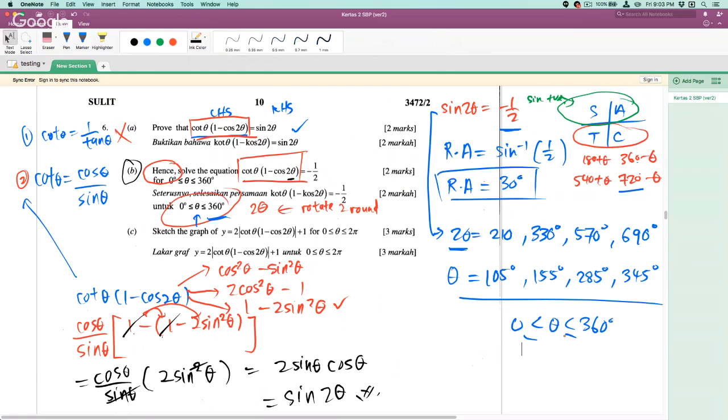All right, this is the reason why I would say you need to rotate the second round. If you can't understand about rotating a second round, please go and watch my video. I actually made a video specially for that.